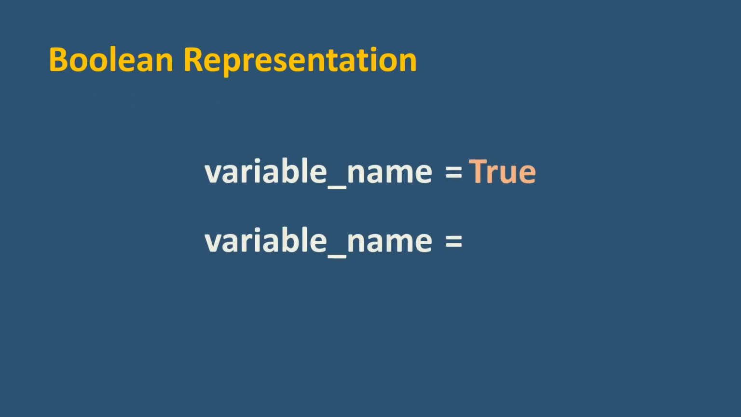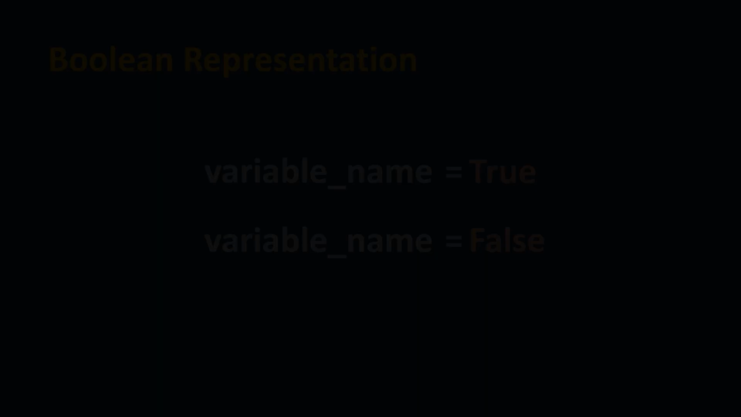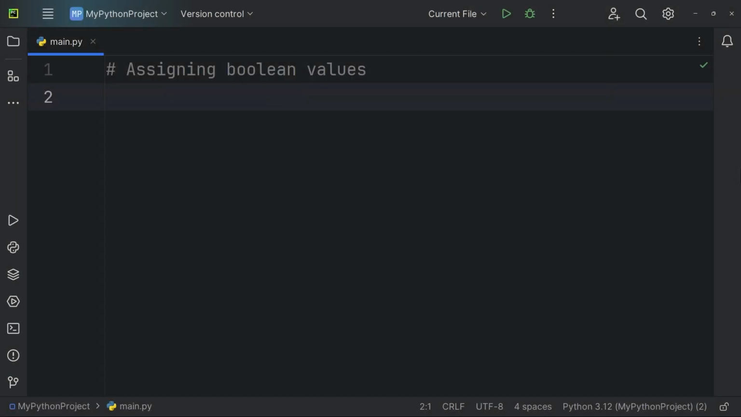In Python, the Boolean values are represented by the keywords True and False, which are reserved keywords and must be capitalized exactly as shown. These keywords are built-in constants in Python and cannot be reassigned to other values. We can directly assign True or False to variables.